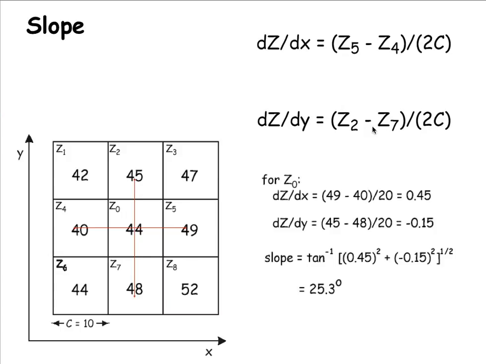So this is a change in the z with a change in y, or a change in the z and a change in x. And we can do the calculation here to get the values and then plug it into our formula, the inverse tangent of that dz dx squared plus dz dy squared, all taken to the square root. And I get a number here of 25.3.